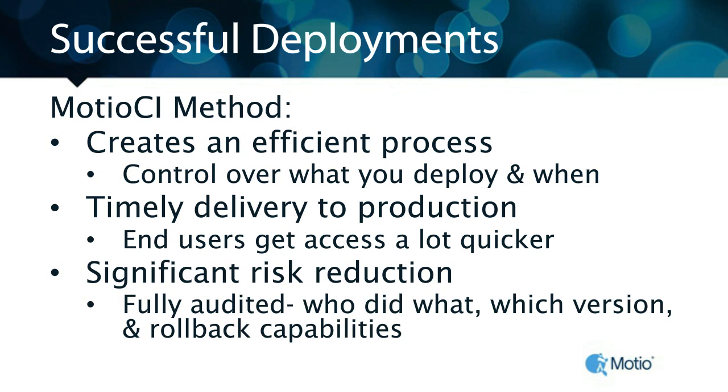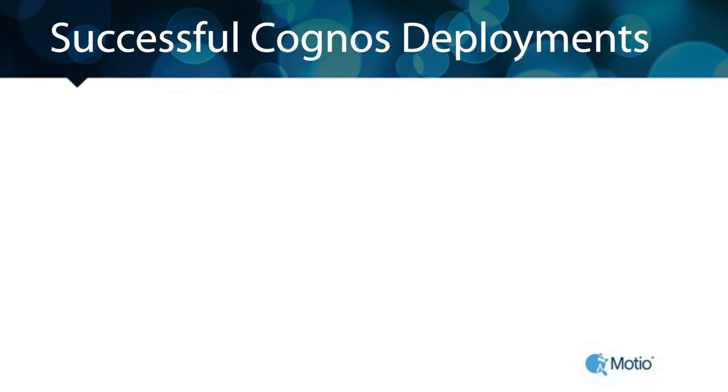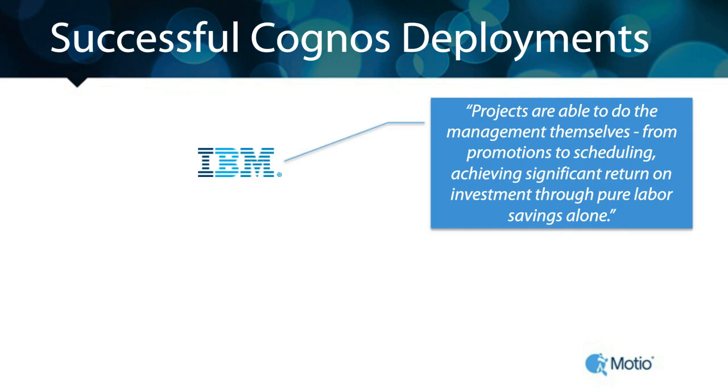So how did other people do this? So first, IBM. So why IBM on this slide? Well, IBM has the largest Cognos implementation in the world. A centralized deployment doesn't work if you have 4,000 developers and 5,000 testers working around the globe. So they have purchased MotioCI to use this internally.